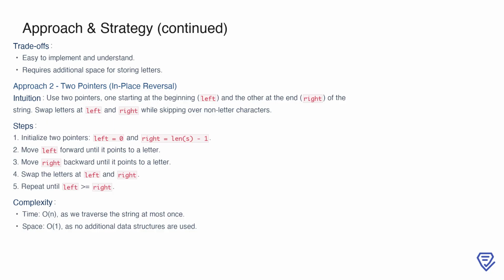Here, we use 2 pointers, one starting at the beginning of the string and the other at the end. The idea is to move these pointers toward each other, skipping non-letter characters, and swapping the letters they point to. This eliminates the need for extra storage, as the reversal happens directly within the string. The steps involve initializing the pointers, moving each to the next valid letter, and swapping those letters. This process continues until the 2 pointers meet or cross. The time complexity remains O(n), because each character is visited at most once, but the space complexity is reduced to O(1), making it a more efficient solution overall.